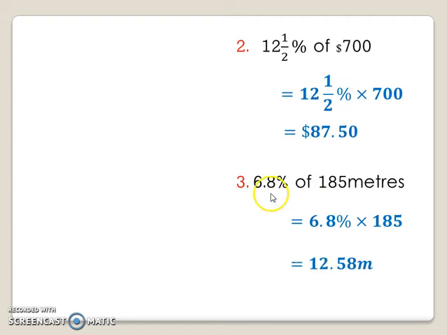Okay, so if you didn't have access to a calculator, that is actually the same as moving the decimal point over 2 places to divide by 100 and get 0.068 and times that by the 185, and you would still get the same answer.